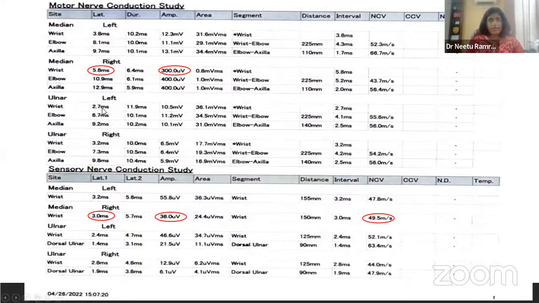The ulnar, on the other hand, this is 2.7, preserved amplitude, 55 conduction velocity. Now here, carefully, if you see, there's a little bit of increase in latency compared to the other side, some decrease in amplitude here also. Now we go on to the sensory conduction studies. On the sensory conduction studies, you see that distal latency is 3, nearly normal, and amplitudes are preserved. The conduction velocity is 49. So would anybody like to comment here?